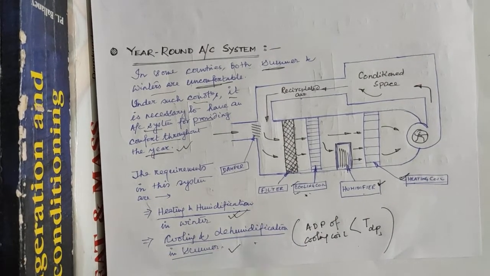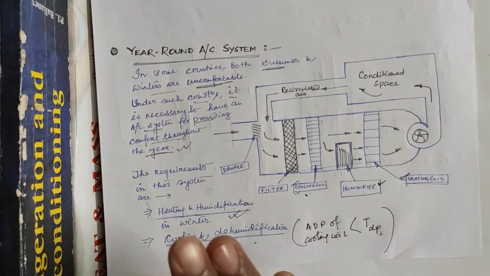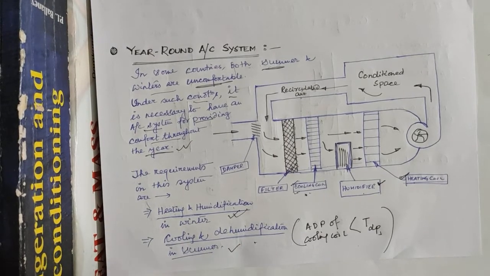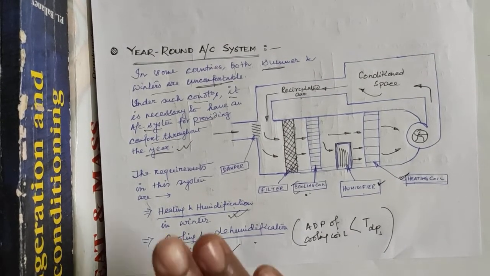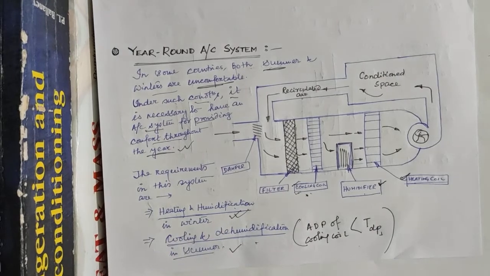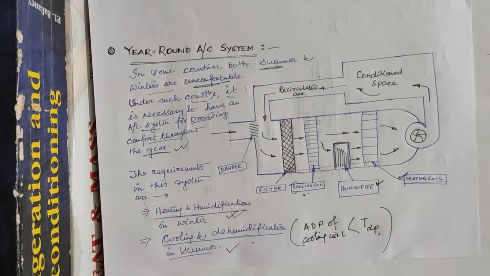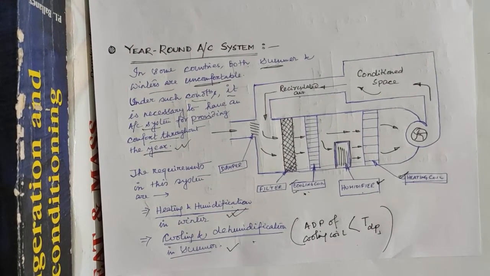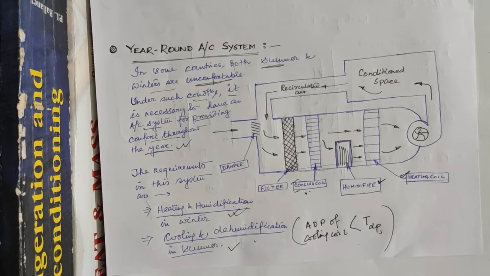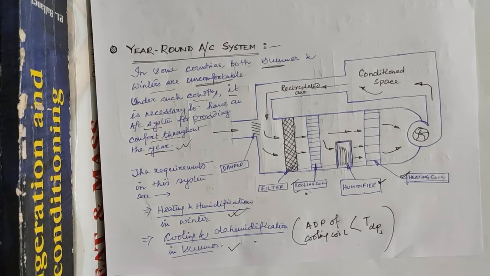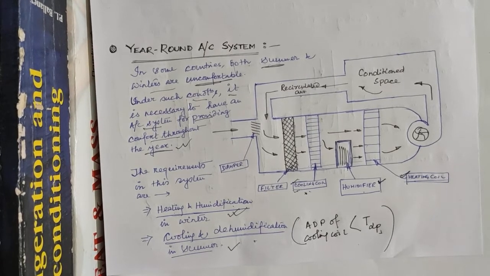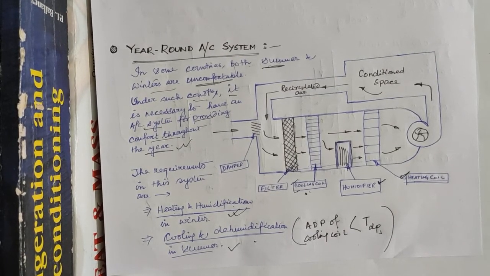So in this way, we can achieve year-round air conditioning for those places or those countries where both summer and winter seasons are uncomfortable. So these are the classifications of a perfect air conditioning system on the basis of variation of season, that is summer air conditioning, winter air conditioning and year-round air conditioning.